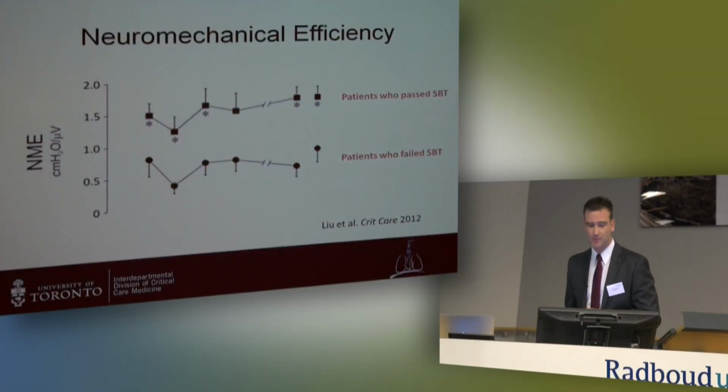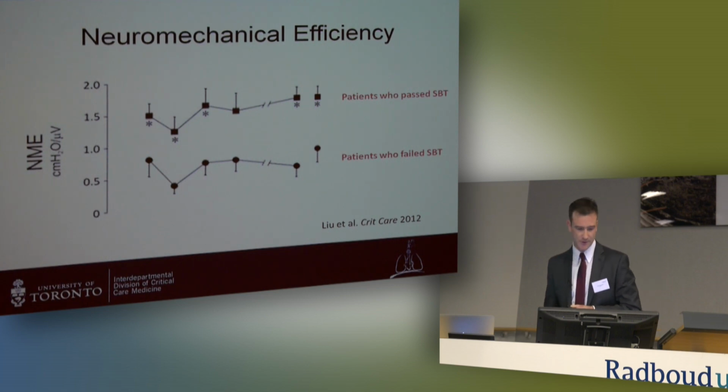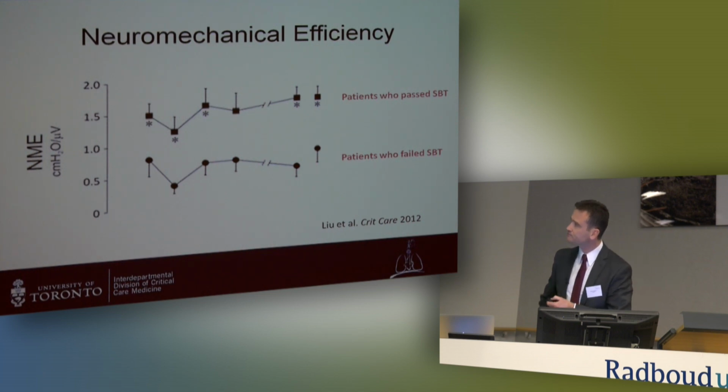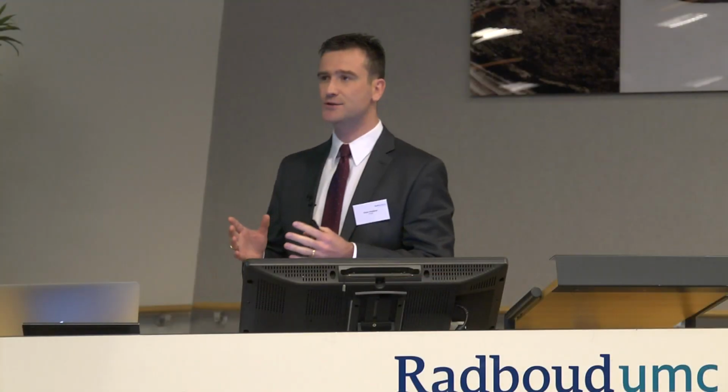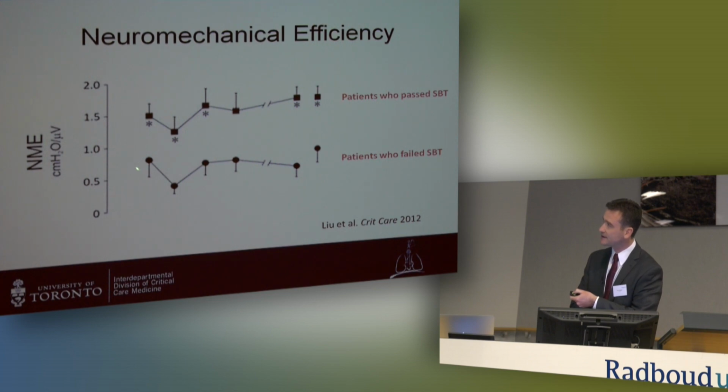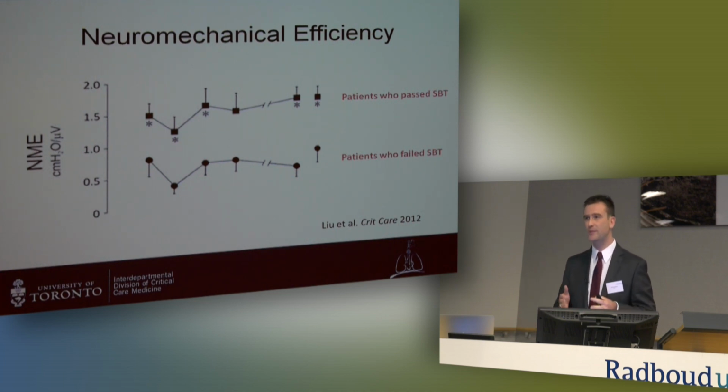This has been shown to be a predictor of outcome of spontaneous breathing trial. Here you've got neuromechanical efficiency quantified in patients who subsequently pass an SBT and patients who fail an SBT. And what you can see is that neuromechanical efficiency is consistently higher over the course of the SBT in the patients who pass. One of the challenges with this technique is there's no sort of normal value, although you can see that patients who failed consistently tended to be below a value of 1. Nevertheless, there's probably no individual normal value. So this technique is really more useful for looking at changes within patients over time rather than comparing between patients.